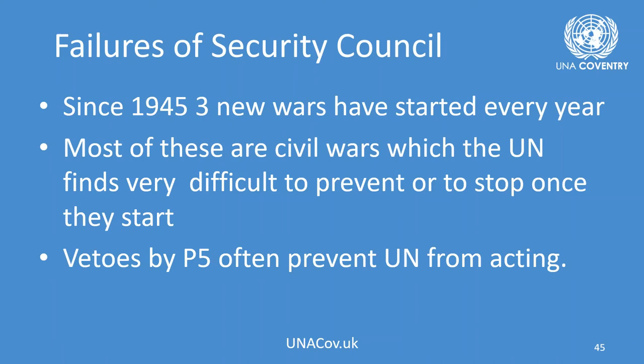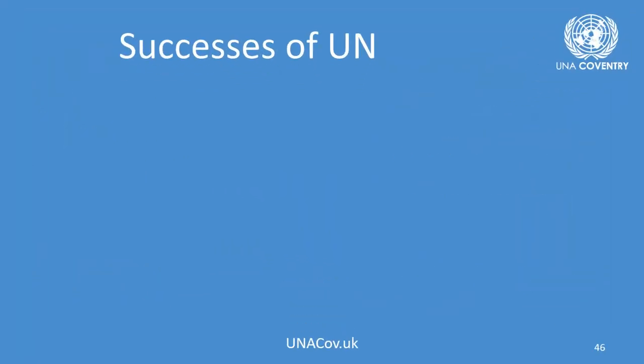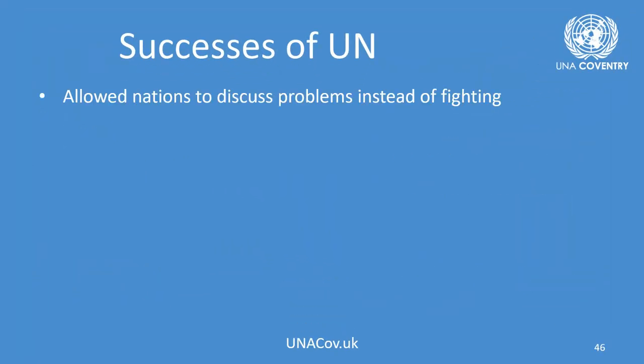And as I mentioned before, the permanent five, the P5 members, can veto any resolution, and this can prevent the United Nations from acting as most other nations would hope. It's not all been failures, however, and we're going to list a few of the successes of the United Nations. So, it has allowed nations to discuss problems instead of fighting.